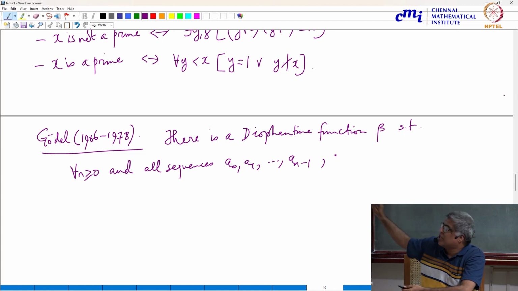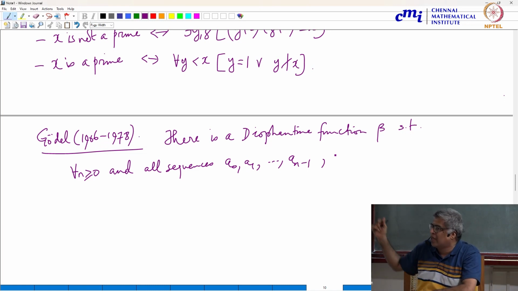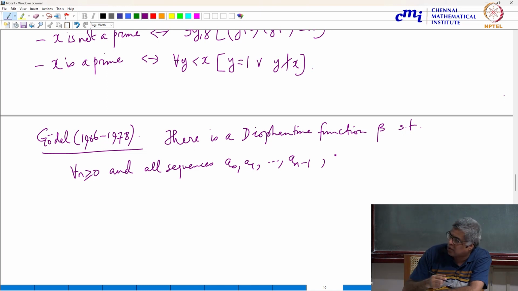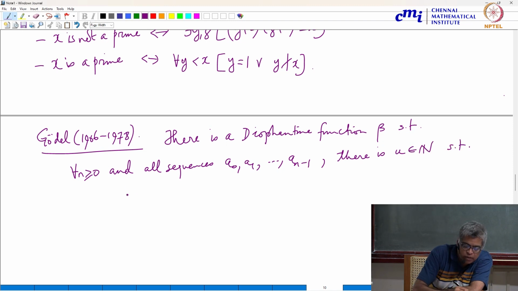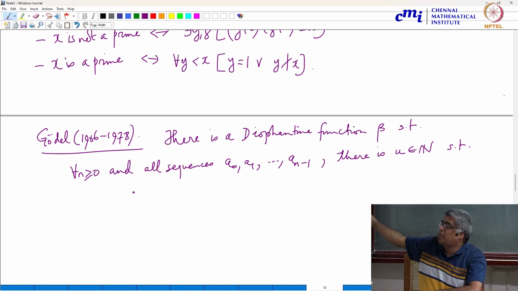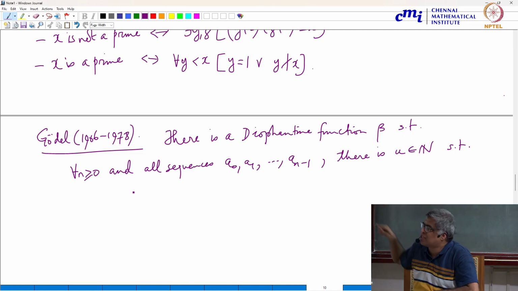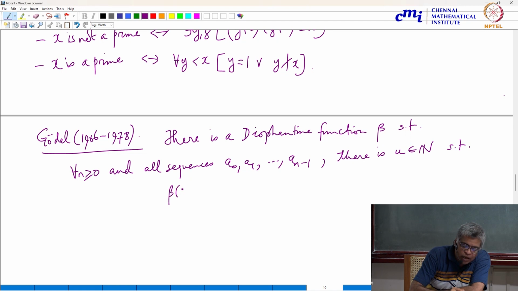How can a function code up a finite sequence? In this sense, you give me any sequence of any length, I can find a single number u. This u will help you recover all the numbers in the sequence via the function beta. The function beta is very simple. We'll come to it in a minute. Such that beta of u, i equals the ith member of the sequence for all i less than n.